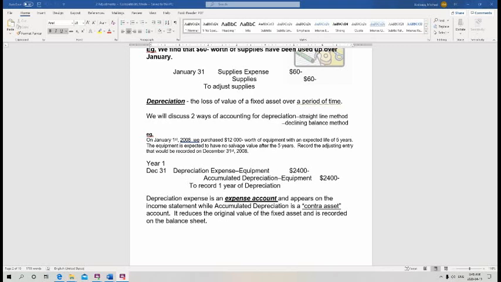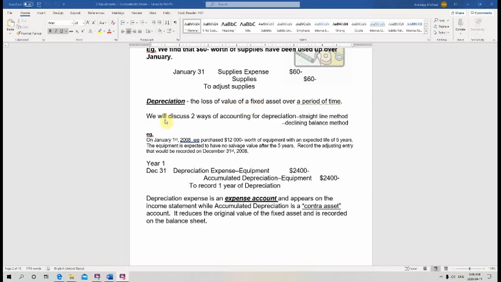Okay, our next adjustment will be dealing with depreciation. Now, depreciation is the loss of value of a fixed asset over time. A fixed asset is one of our larger assets, things like a building, things like a truck. So they're going to lose value over time. Now, the only asset that does not depreciate is land.